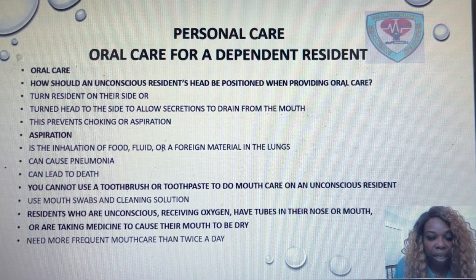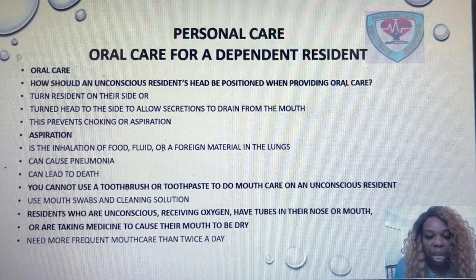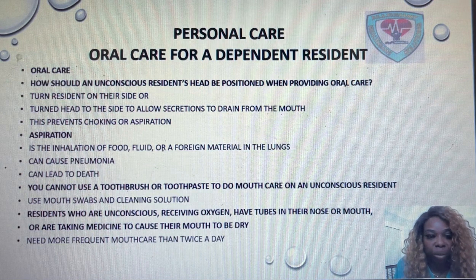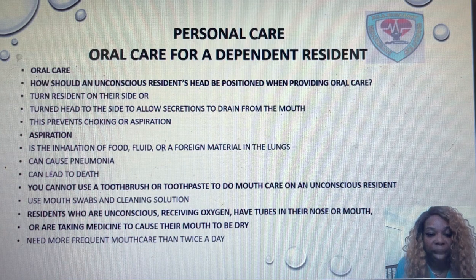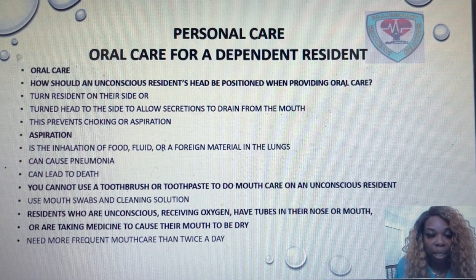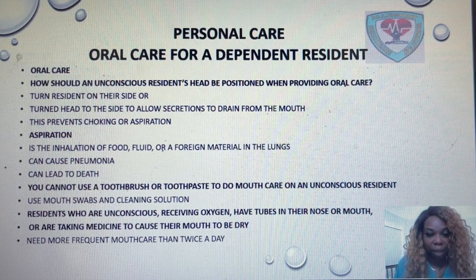Remember that if your resident is unconscious, if they're receiving oxygen, if they have tubes in their nose or their mouth, or if they're taking medicines that may cause their mouth to become dry, you may need to do more frequent mouth care than twice a day.